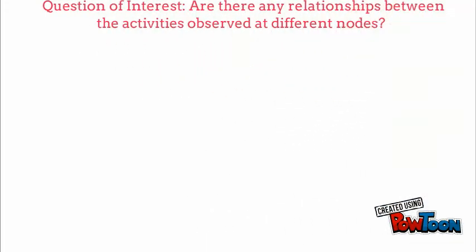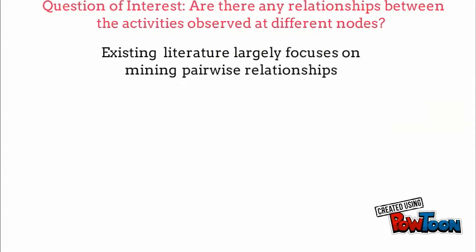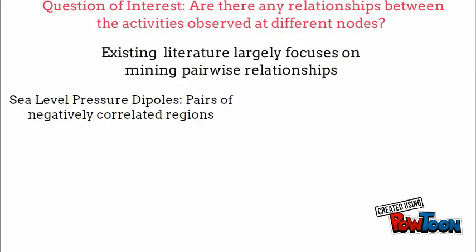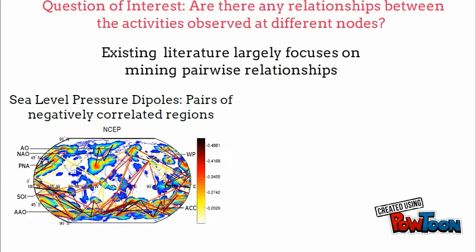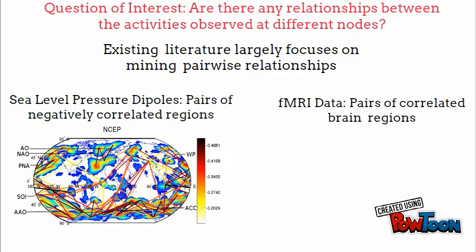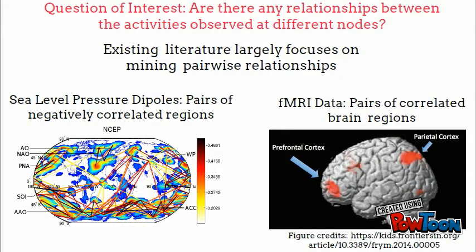In the existing literature, relationships are most commonly studied between a pair of nodes. For example, in climate, we have dipoles that are pairs of locations with strong negative correlations in their sea level pressure time series. Similarly, in neuroscience, pairs of brain regions with positive correlations have been studied. However, in a complex real-world system, relationships can potentially exist beyond pairs of time series.